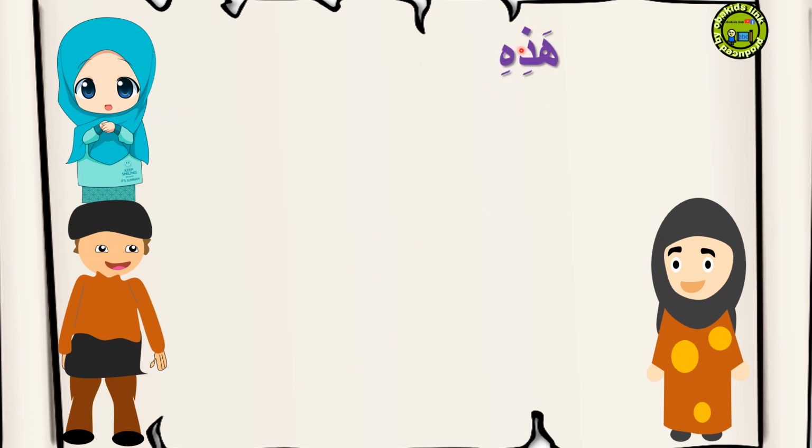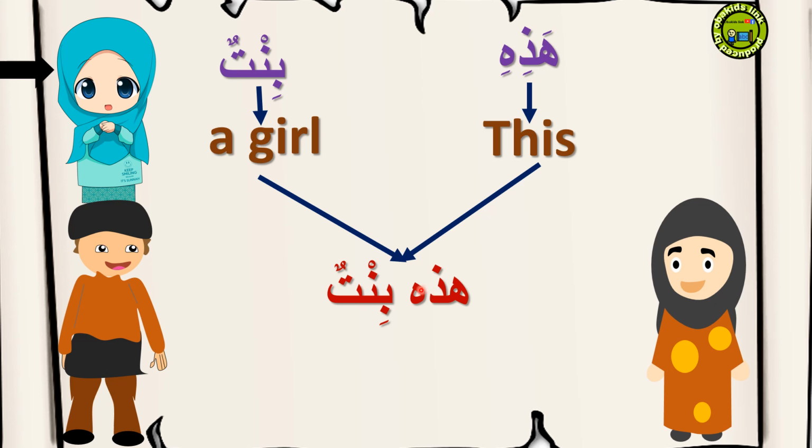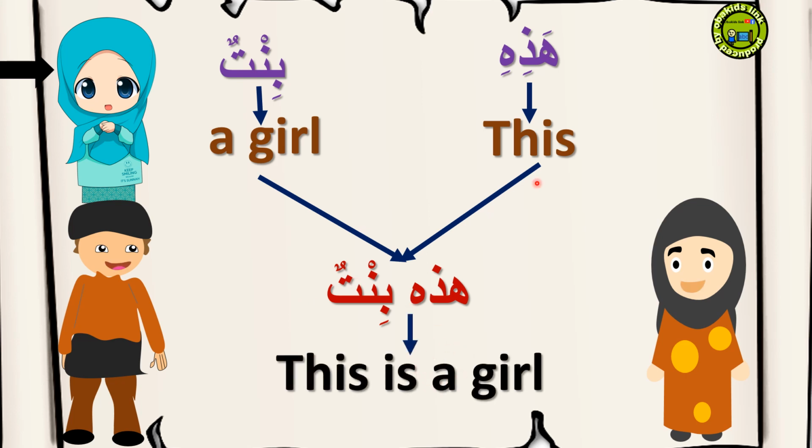This is hazihi. Hazihi means this. This is bintun. Bintun means a girl. Now if we combine hazihi and bintun together, it makes hazihi bintun. Say after me. Hazihi bintun. Which means this is a girl.